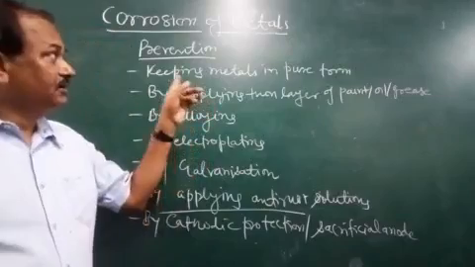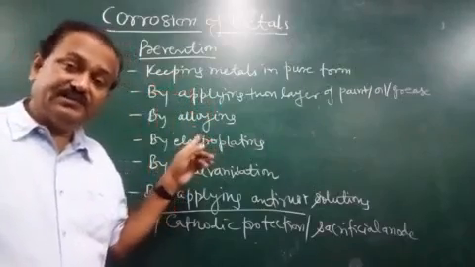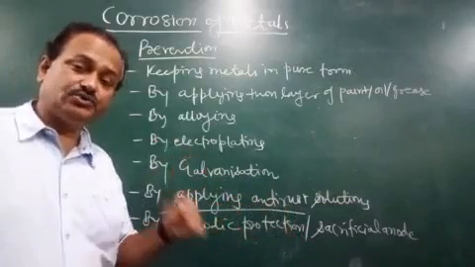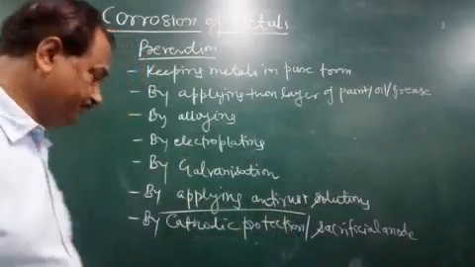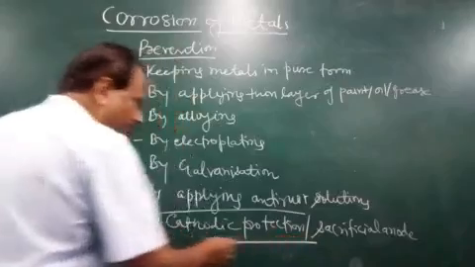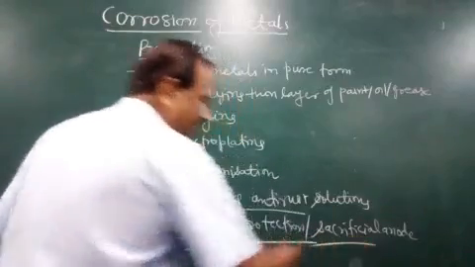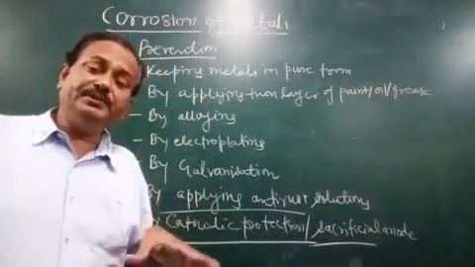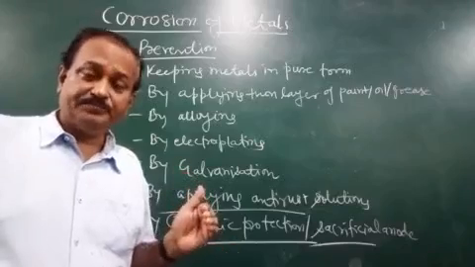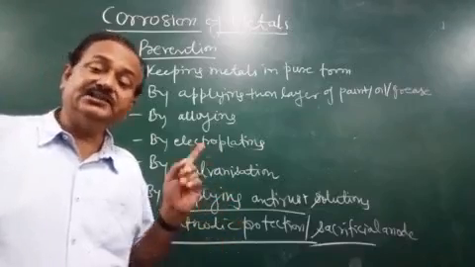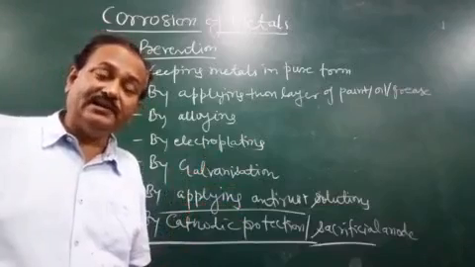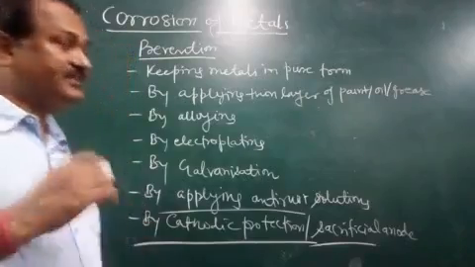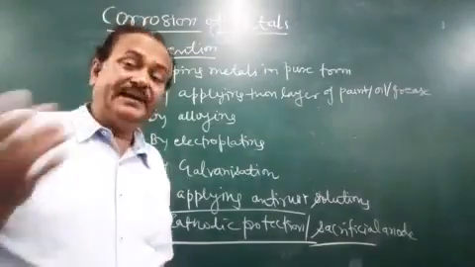How? Because in corrosion or rusting, there is an acidic nature. So the acidic nature is neutralized by the basic nature, and so there is no effect of corrosion. Now, by cathodic protection or sacrificial anode. In cathodic protection or sacrificial anode, the object to be protected from corrosion is made the cathode, and another, more active metal like magnesium is made the anode, and so it protects the metal from corrosion.